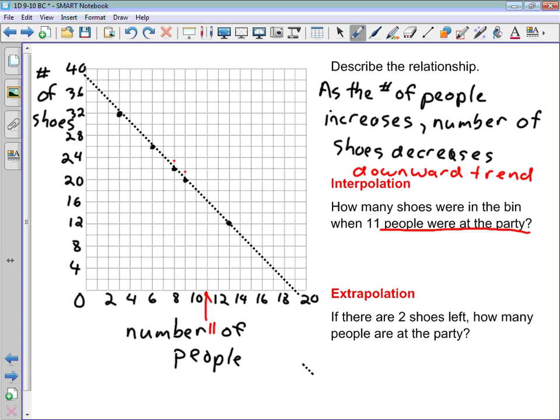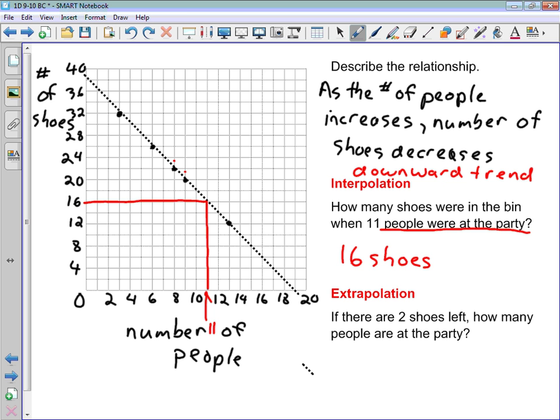And what we want to do is from 11 we want to go up to our line that we've drawn. And then from our line we want to go across to the other axis. Okay? Because it's asking me how many shoes were in the bin. It's this axis on the side here that tells us the number of shoes. So when 11 people were there, we go up and across, we see that there were 16 shoes in the bin.